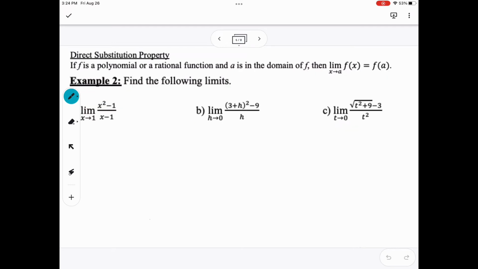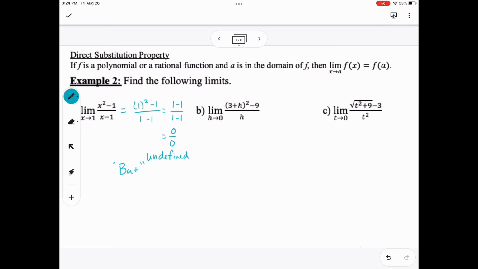Okay, here are some more examples. Now, as you can see, we could just plug these in. So let's try that with the first one here and see that I actually get 0 over 0, which is undefined. But sometimes direct substitution doesn't always work nice and neatly like it should.